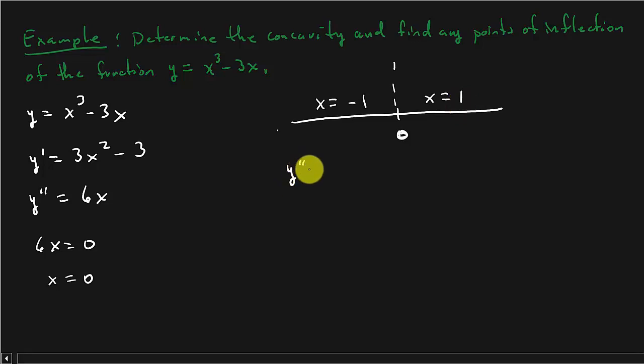So I've got y double prime of -1. I plug the -1 into the second derivative, and that's going to give me a negative. That's less than 0, so that means it's concave down. And then I do y double prime of +1, so 6 times 1 is positive, so here it's concave upward.